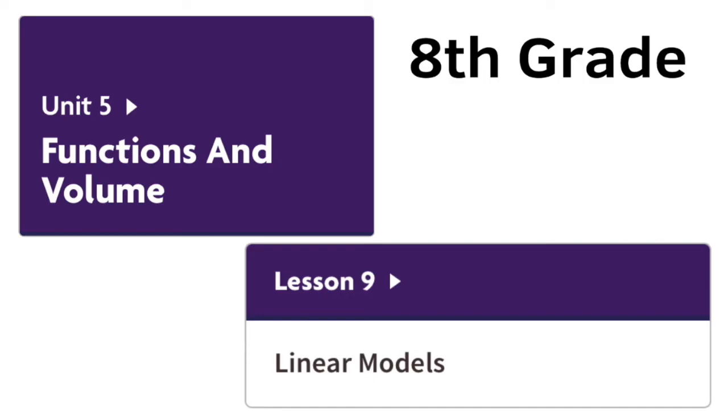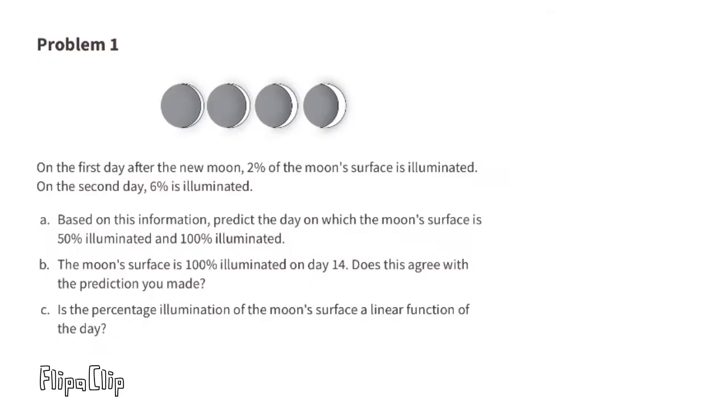8th grade, Unit 5, Lesson 9, Linear Models. Problem number 1. On the first day after the new moon, 2% of the moon's surface is illuminated. On the second day, 6% is illuminated. A. Based on this information, predict the day on which the moon's surface is 50% illuminated and 100% illuminated.